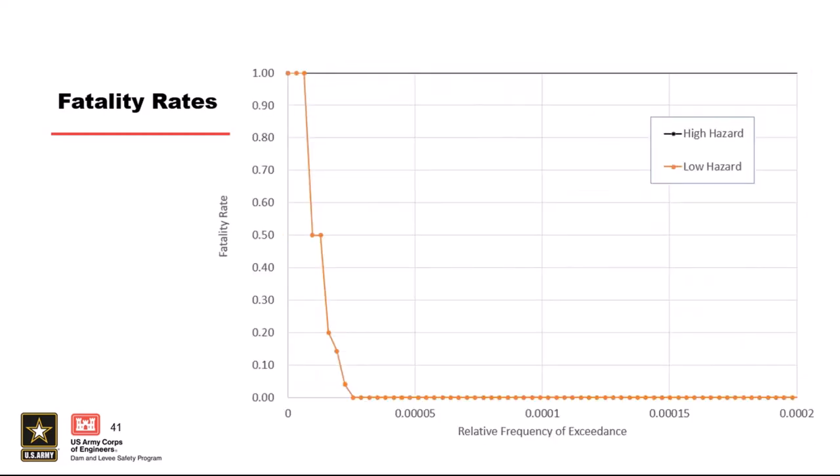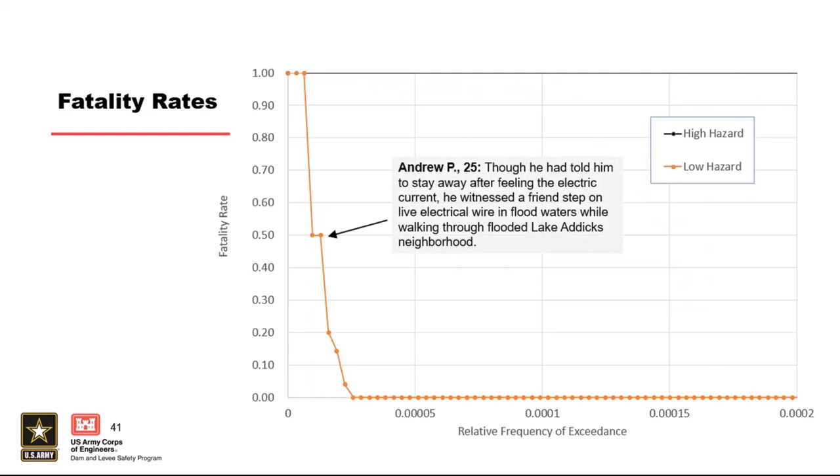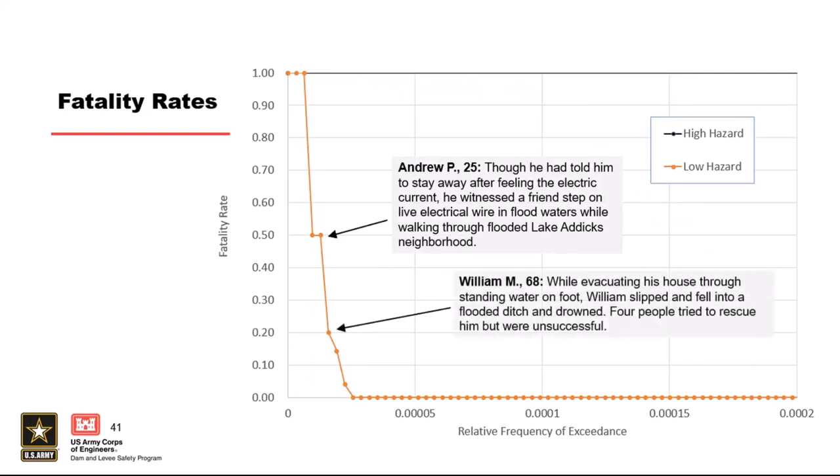So this is a low hazard function. Couple examples, somebody who stepped in some floodwaters and got electrocuted. This is a situation where it was calm floodwaters. The water itself wasn't causing the issue, but the electrical current within the water did. Another example of somebody who was in calm waters, lost their footing, slipped, fell into a deeper area, and lost their life. So with the low hazard function, what I really want you to focus on is this x-axis. Look at how small those numbers are. While we have found instances where people lost their life in low hazard conditions, the vast majority of cases are that people survive, is that everyone survives.